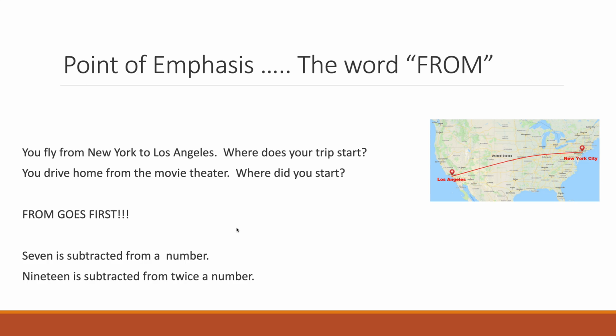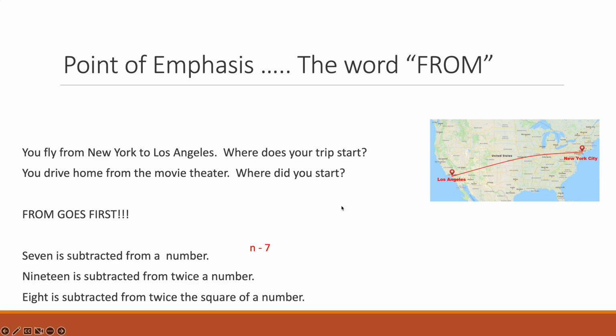If I say to you, subtract a from 15. You start from goes first. 15 goes first. 15 minus a. If I say to you, subtract y from x, that would be x minus y, because whatever it says from always goes first. 8 is subtracted from twice the square of a number. What would that be? Remember, from goes first. Okay, so it's from twice the square of a number, so that'd be 2n squared, and then subtract 8.